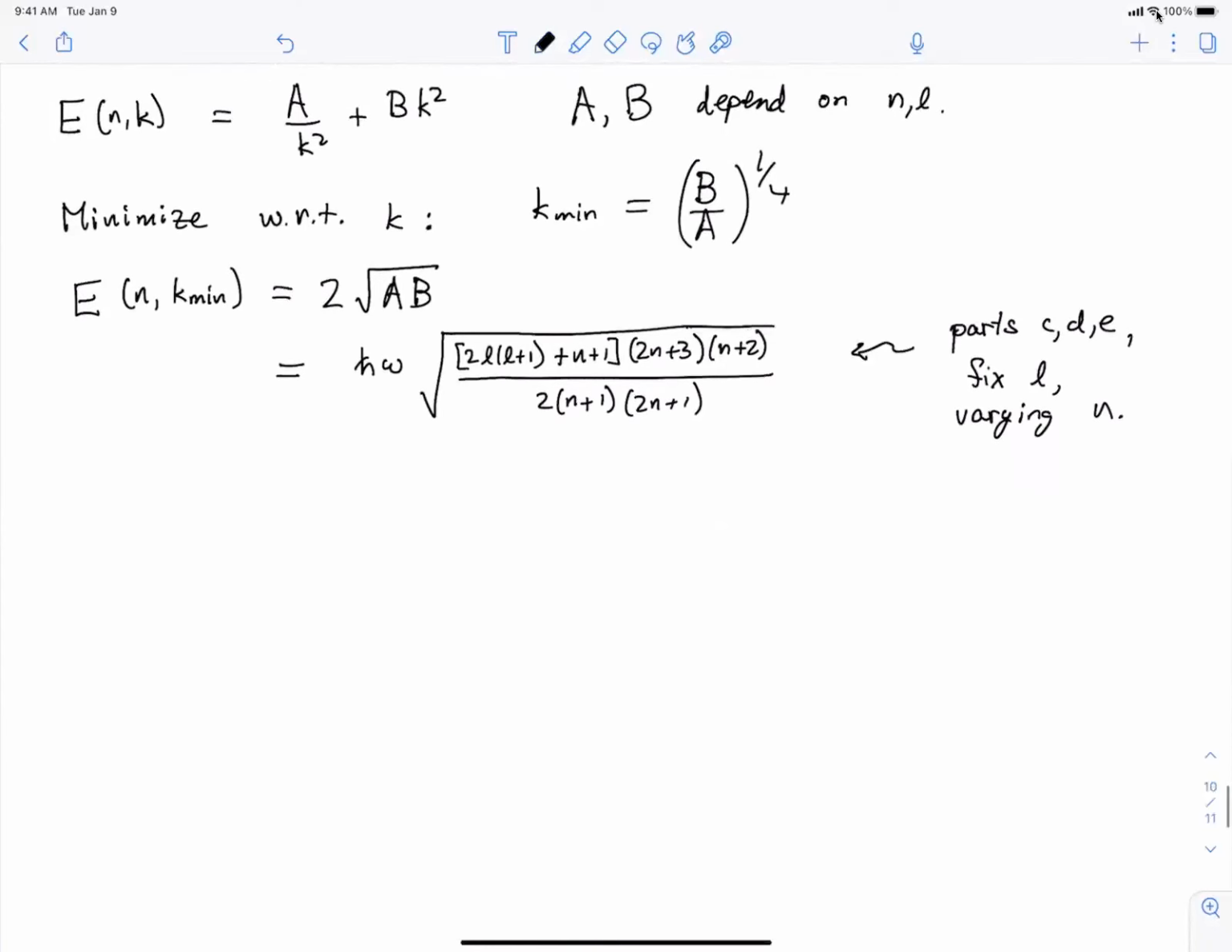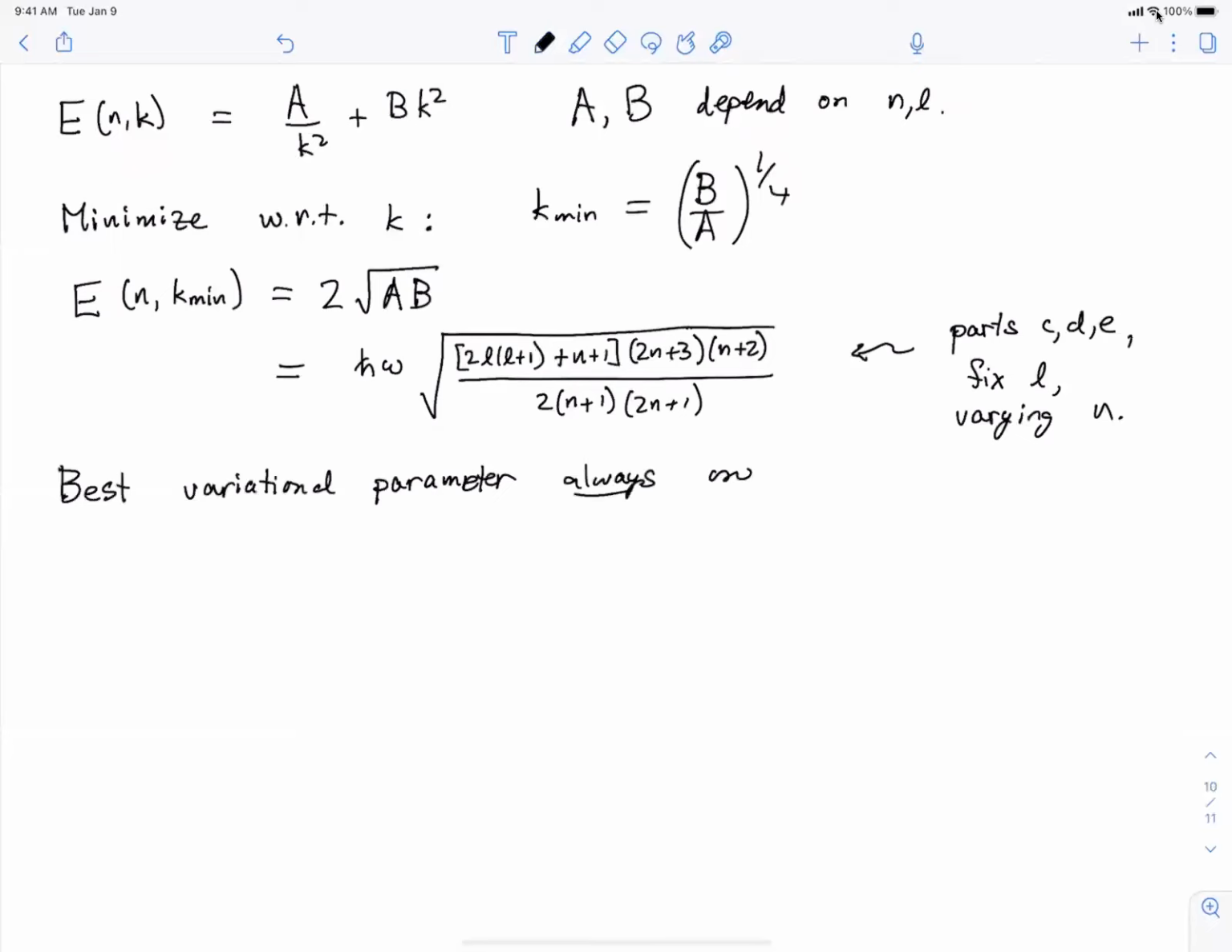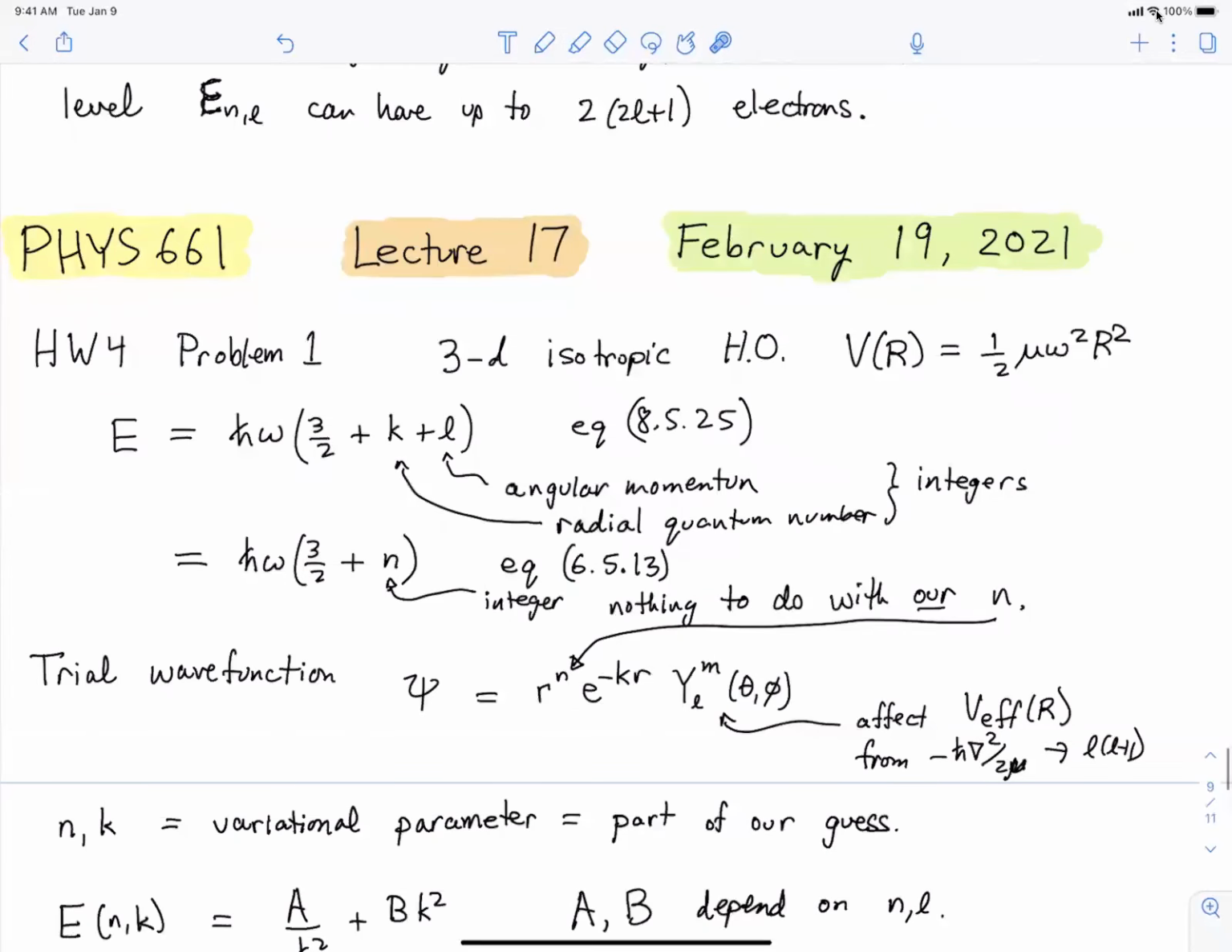So the key point here is the best N is always the N that minimizes it when you're doing the variational principle. So the best variational parameter is always the one that minimizes the energy. So many of you tried to match this N in this formula with the N that you knew was the correct N for the exact answer. But the problem is they're completely different N's. They have nothing whatsoever to do with each other.